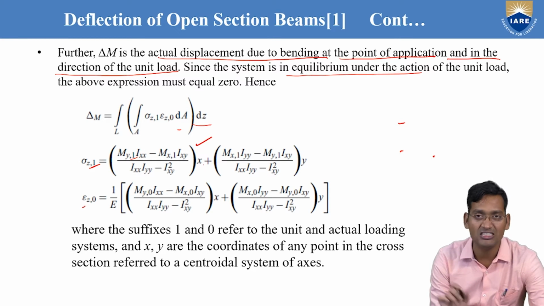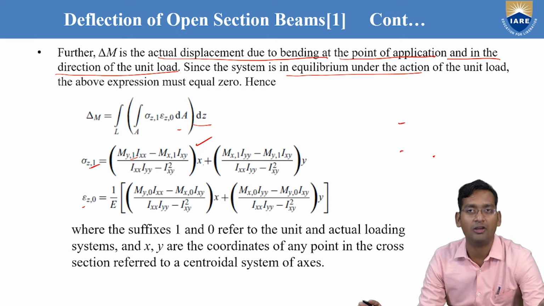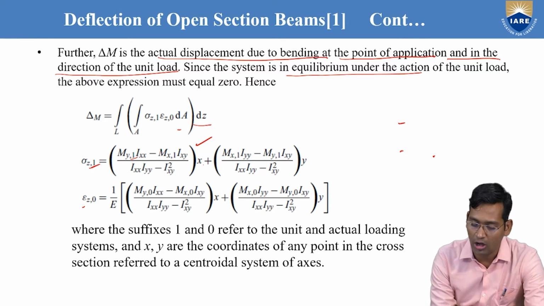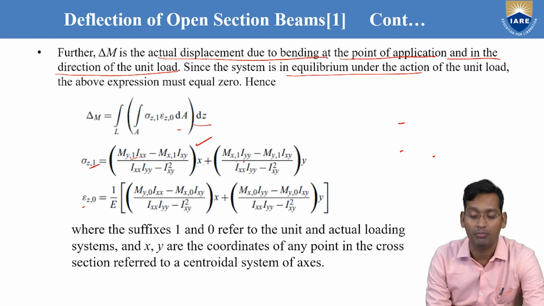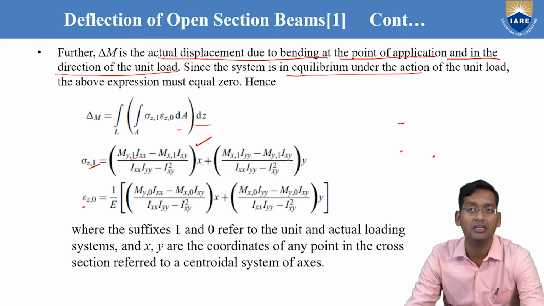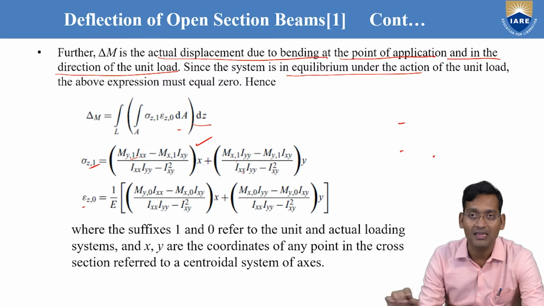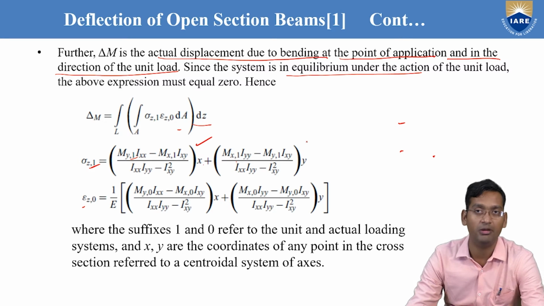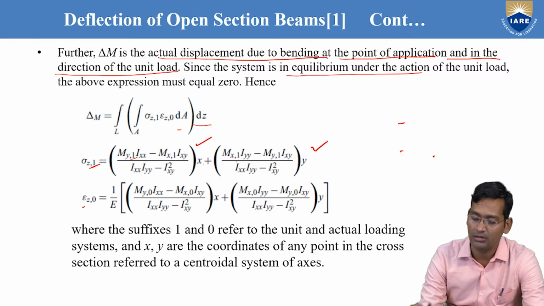When we find the strain for the actual load, everywhere the actual load is there. So if you remember one, you can find all. So how? Let's see: after that, Mx,1 Iy minus My,1 Ixy, by Ixx into Iyy minus I square xy, whole multiplied by y. So this is sigma z1.